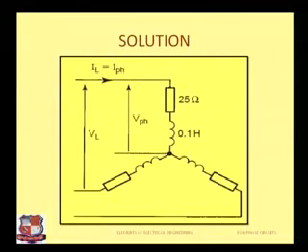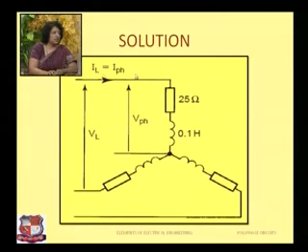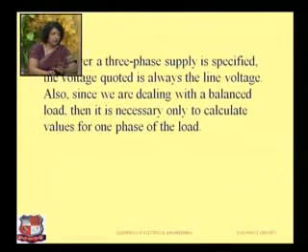The figure, the example looks somewhat like this. 25 ohms and 0.1 Henry is the load in all the 3 phases. Now since it is a star connection, IL is equal to IPH, and VL is 400 volt and VPH is here. So now we can start solving the example.